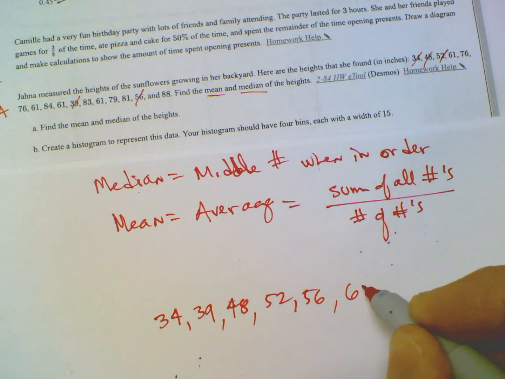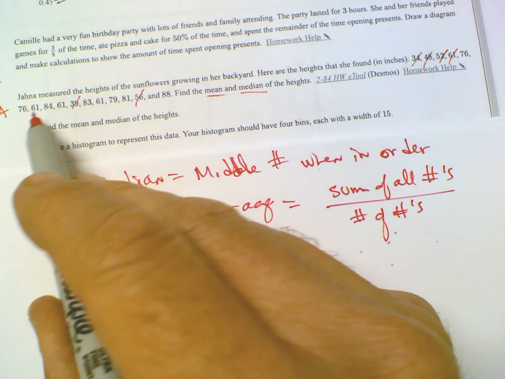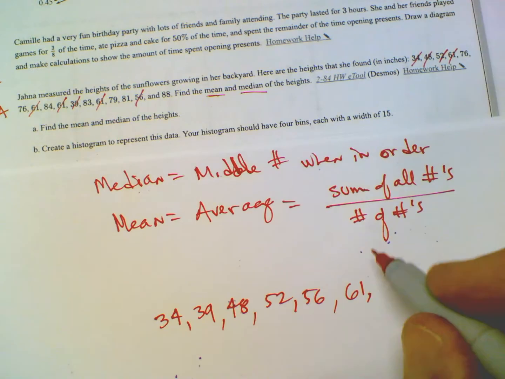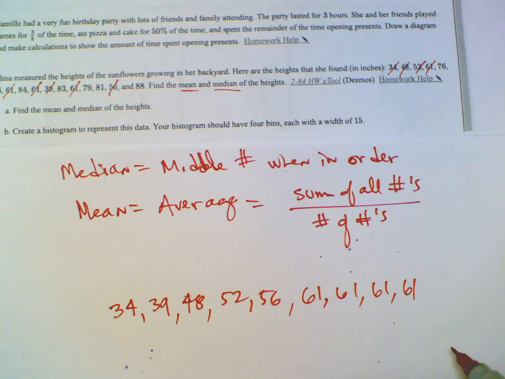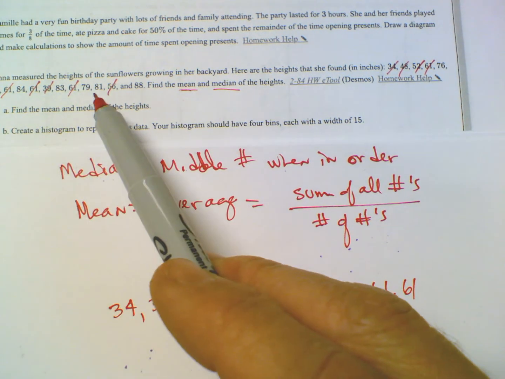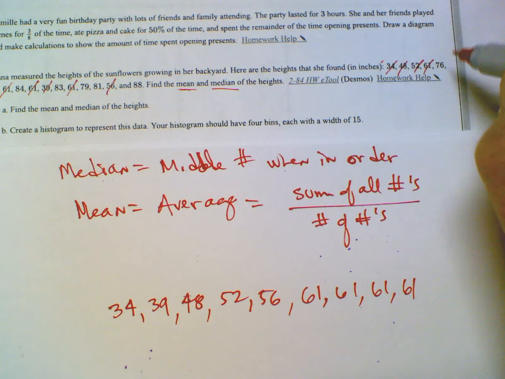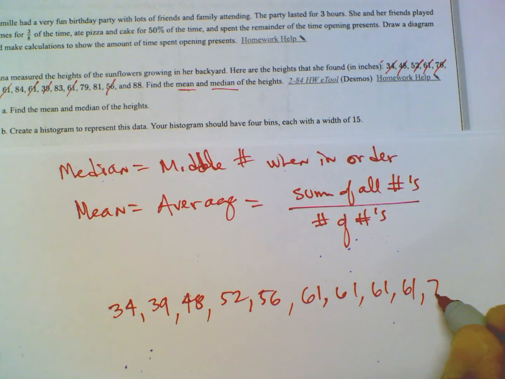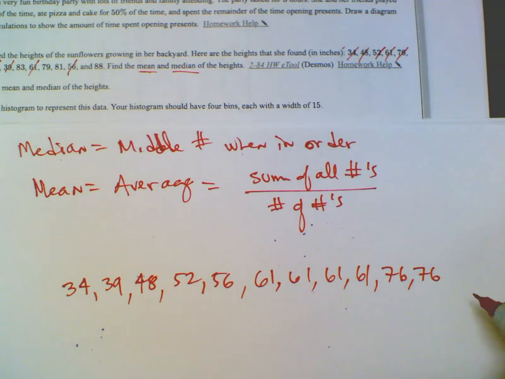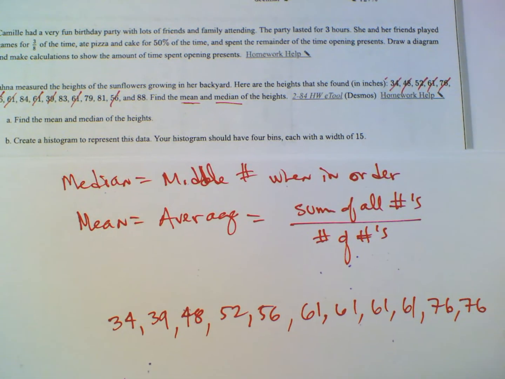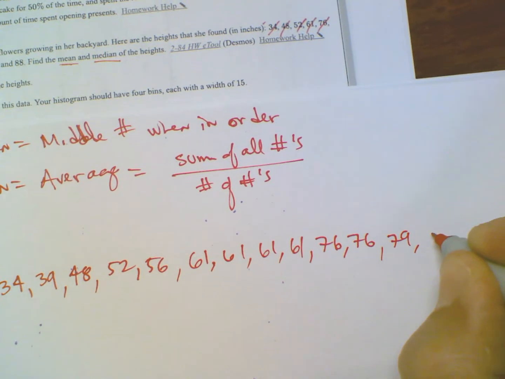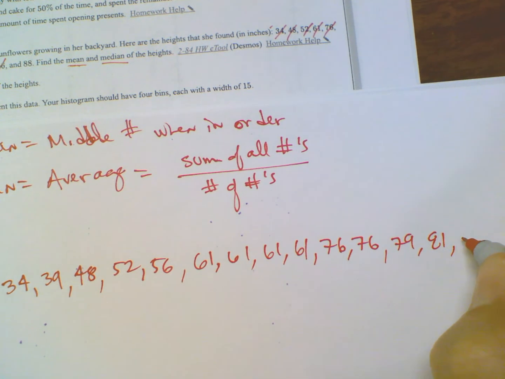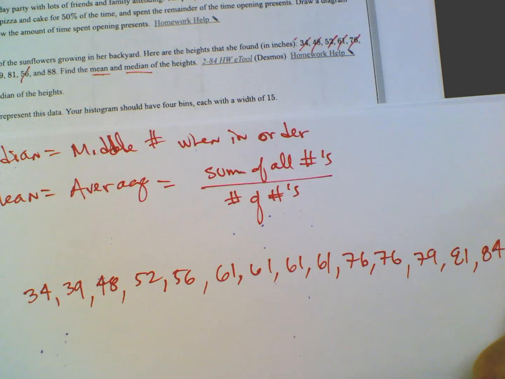I think so, and there's a few 61s. There's a 61 there, and then a 61 and a 61 and a 61. So there's four 61s. And then what else do we have? After 61 it looks like 76, and there's two 76s. And then lastly, it looks like my last numbers are 79, 81, 84, and 88. I didn't see that 88 there for a second.